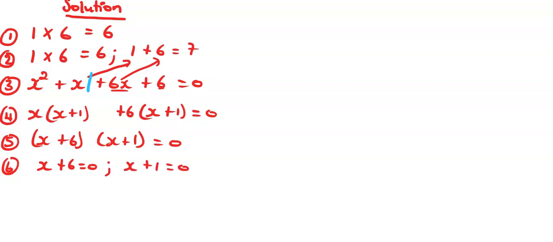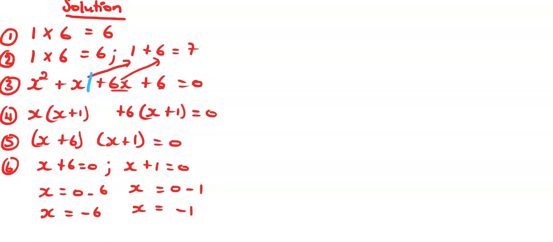So let's go ahead and solve the x plus 6 first. We have x is equal to 0, take away 6. So x is equal to negative 6. All right, so first value of x is negative 6. Let's try to find the second value. All right, so we have x is equal to 0, take away 1. So x is equal to negative 1.